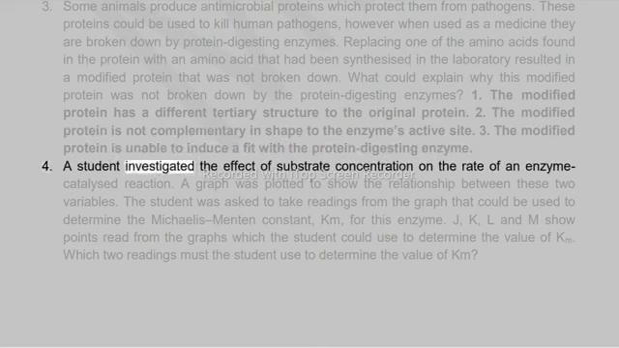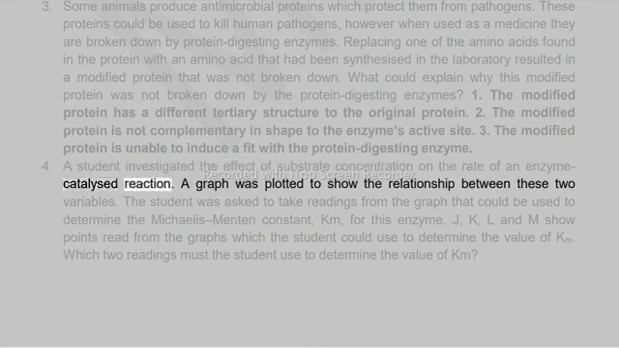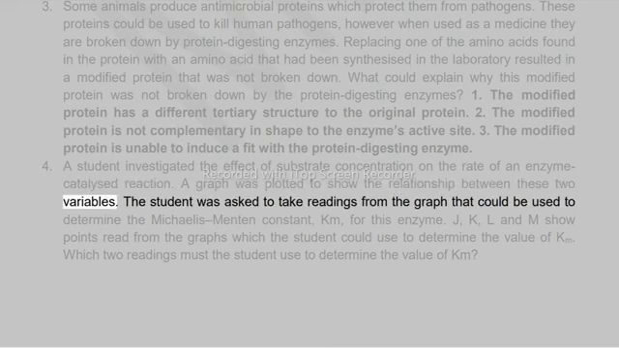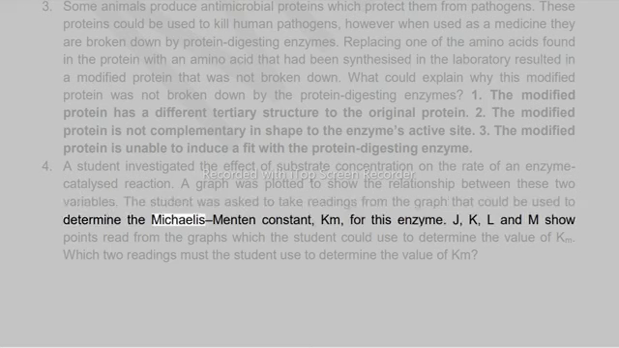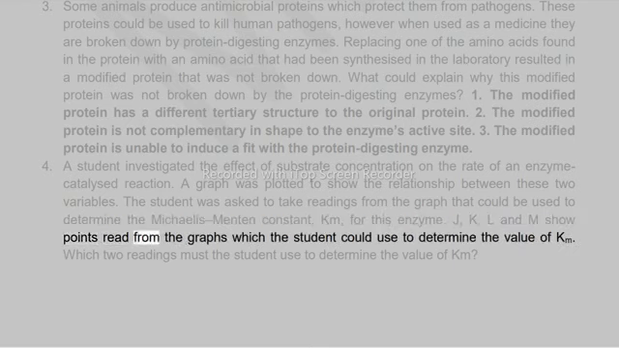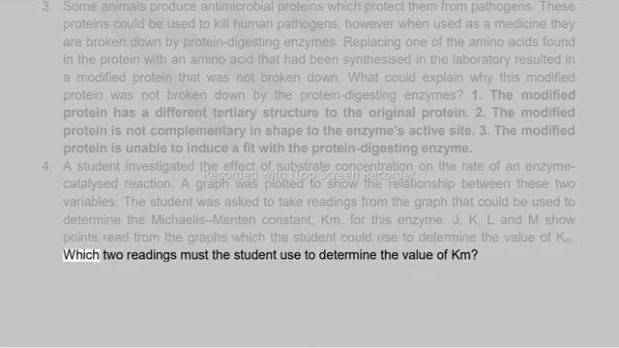4. A student investigated the effect of substrate concentration on the rate of an enzyme-catalyzed reaction. A graph was plotted to show the relationship between these two variables. The student was asked to take readings from the graph that could be used to determine the Michaelis-Menten constant, Km, for this enzyme. J, K, L and M show points read from the graphs which the student could use to determine the value of Km. Which two readings must the student use to determine the value of Km?